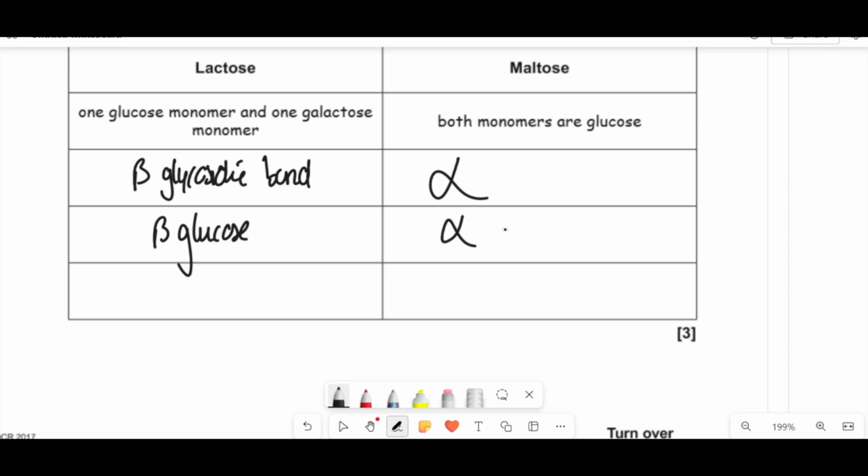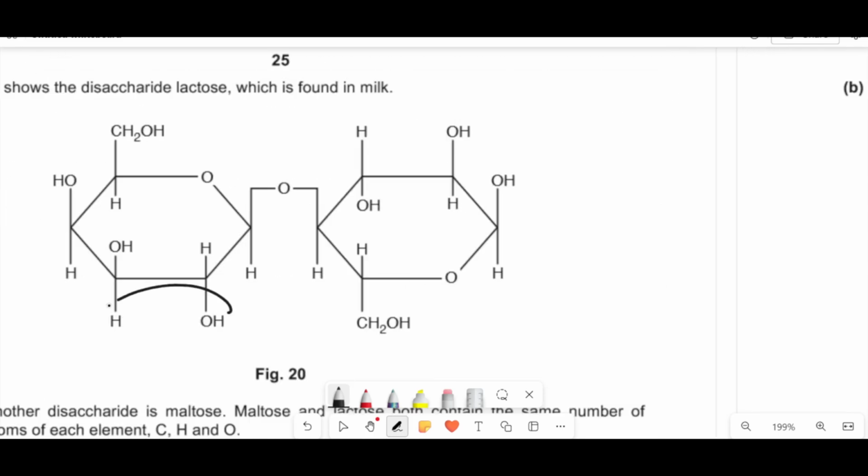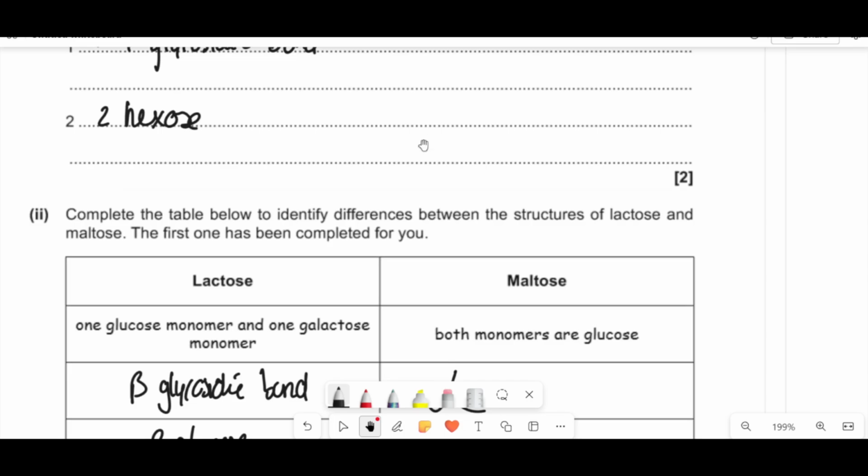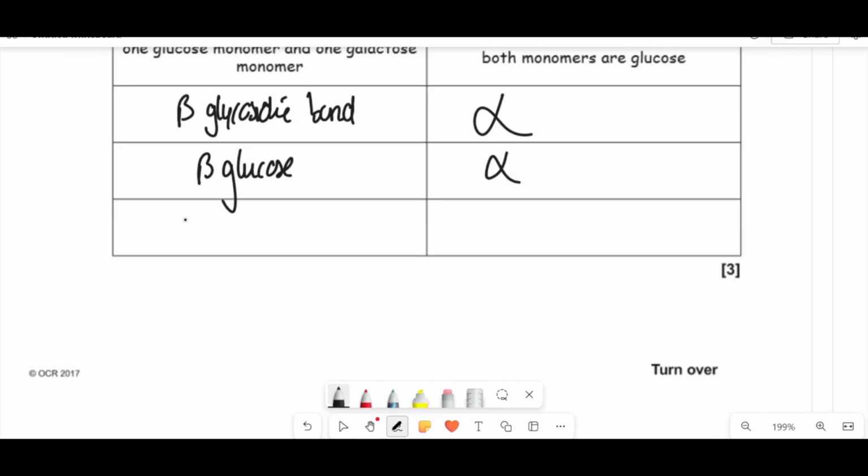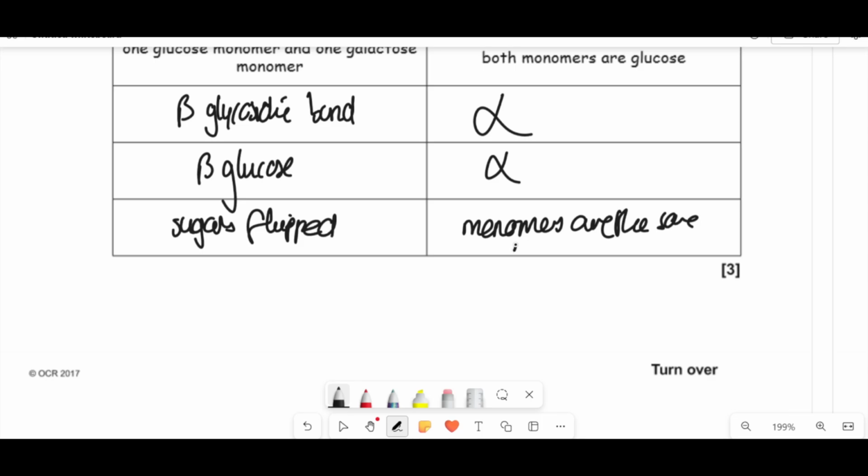And then as well as that, what else can we see? Can you see how these are flipped? In lactose, the sugars are flipped, whereas in the maltose, the monomers are in the same direction, or orientation. What was I going to say? Oh yeah, here I'm just being lazy. You should obviously write the whole thing. I'm just writing alpha and alpha. Don't do what I did. Just a general rule of thumb.